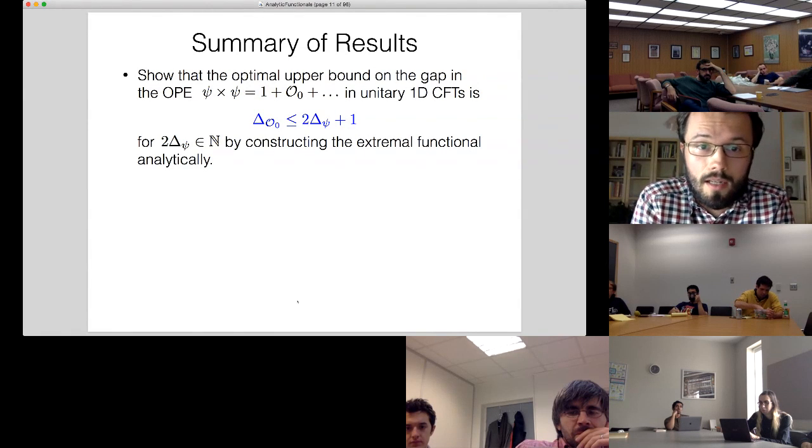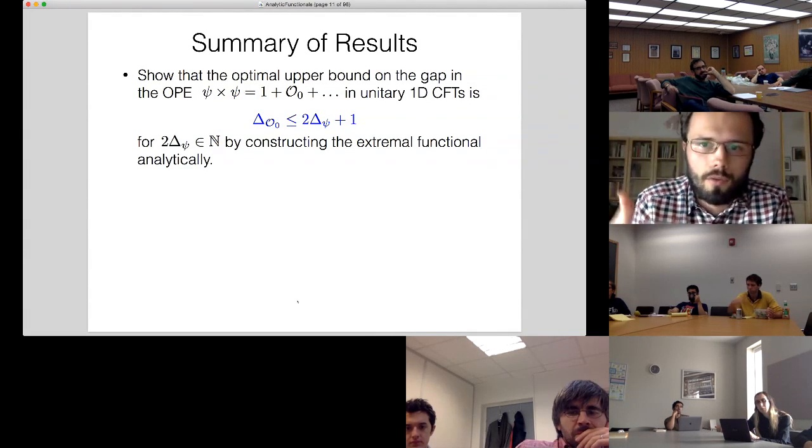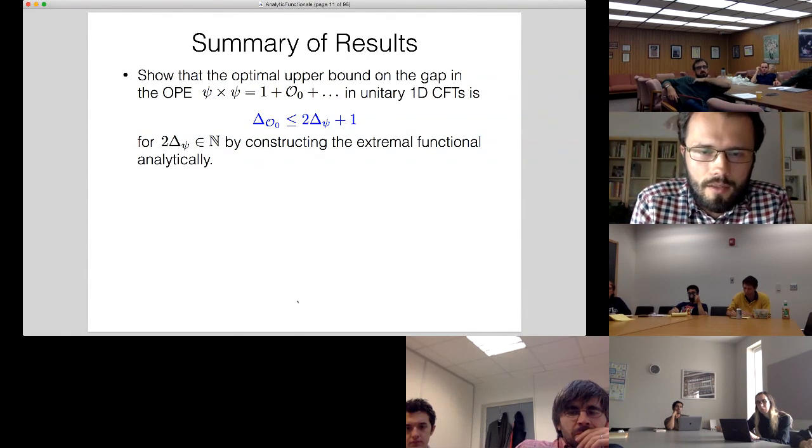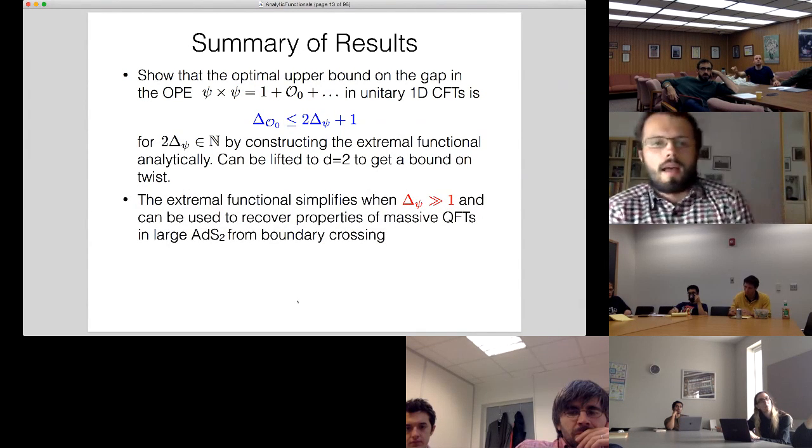At least in the case when 2Δψ is an arbitrary positive integer. And I'm going to do this by constructing the optimal extremal function analytically. In order to do this, I will have to introduce a new basis for the extremal functionals, but let's wait for that. I also showed in my paper that this could be lifted to 2D to get an exact bound on the twist, but I don't think I'll have time to talk about it in my talk today.